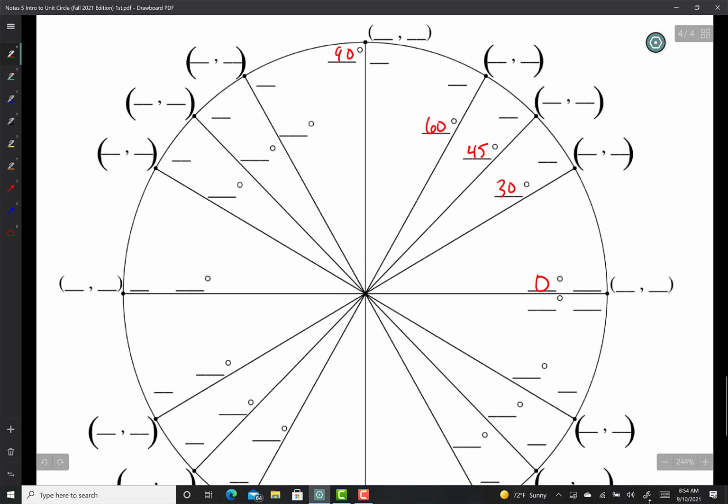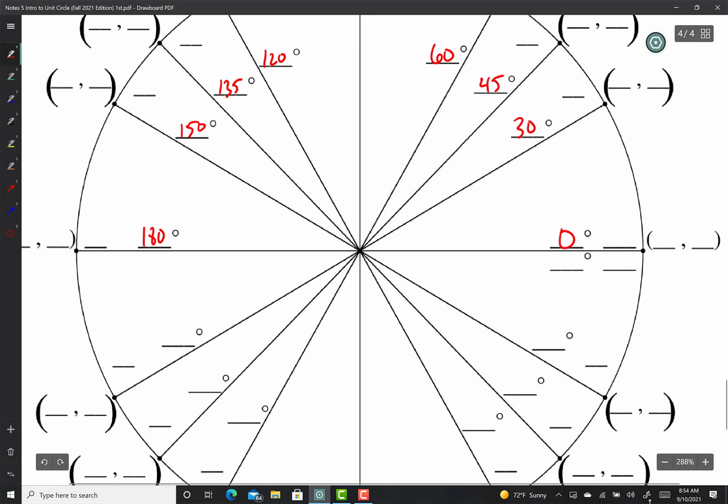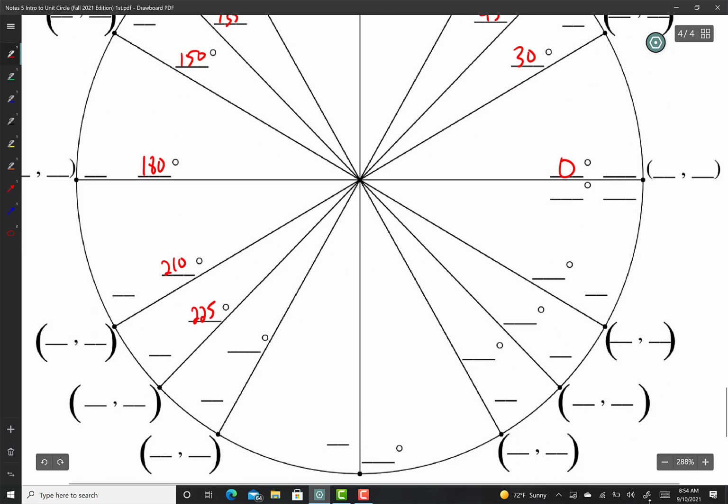And maybe you're thinking like, Chavez, you should have told us to fill this in first. Well, you know, practice makes progress, so now you're a better person for it. 120, 135, 150, 180, 210, 225, 240, 270, 300, 315, 330, and then 1 revolution, 360. Are we okay with those?